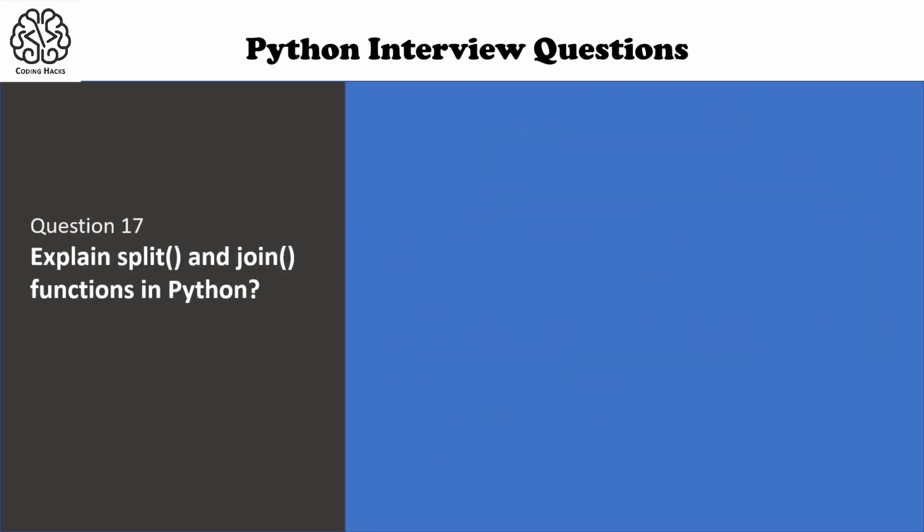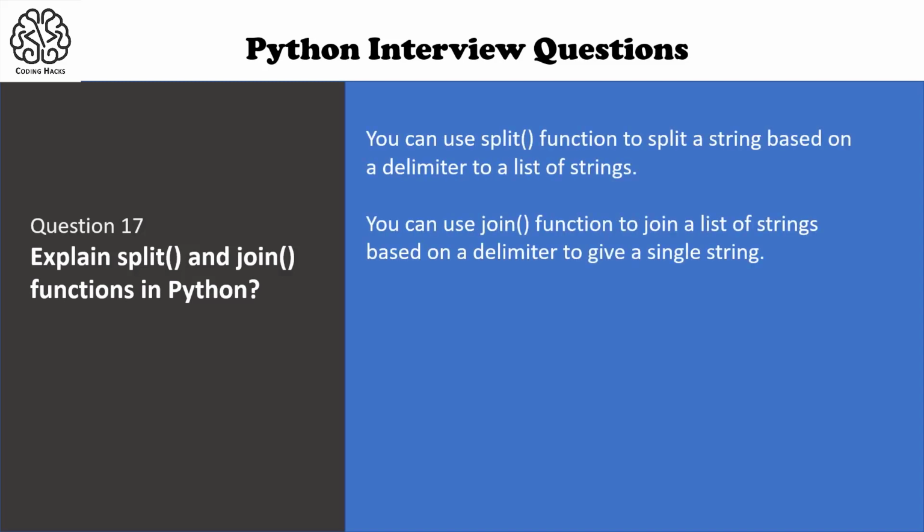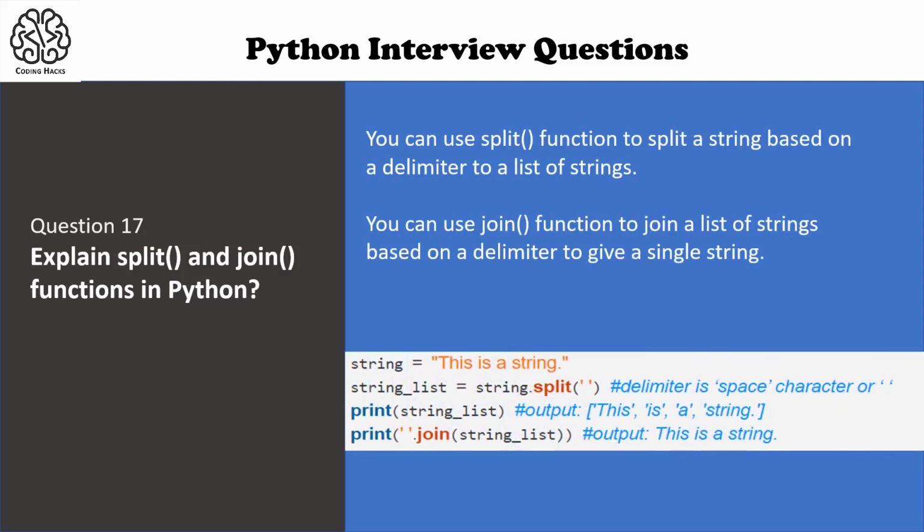Our question number 17 is, explain split function and join functions in JavaScript. It is always clear from the name that split is used to split a string based on the delimiter that is being provided, whereas join is used to join a list of strings based on the delimiter.